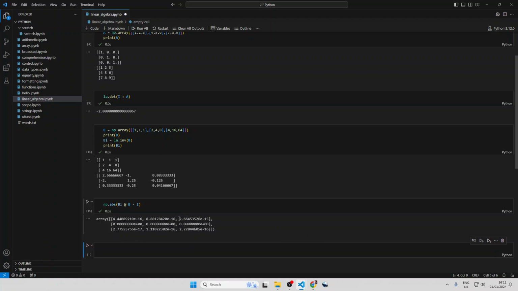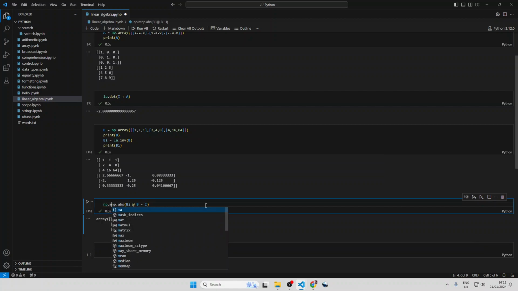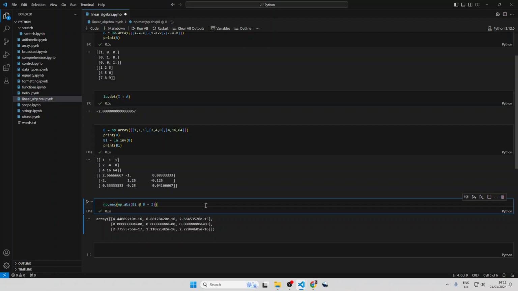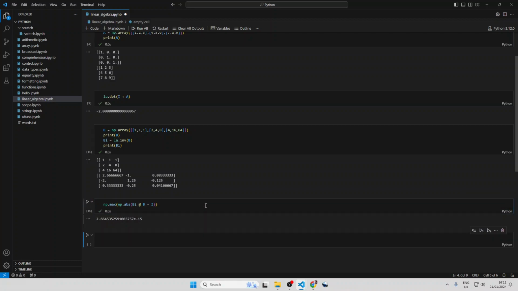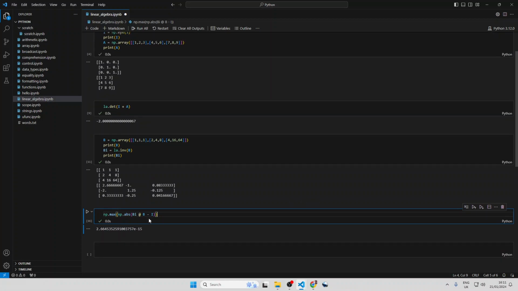We could check through all these entries individually to see how big they are, but let's just take the maximum of all of these. You do np.max again. This is another universal thing: it'll flatten out the matrix and take the maximum of all the entries. So we see that B inverse times B minus the identity ought to be 0. It's not precisely 0 here, but the maximum of the absolute values of all the entries is just like 2 times 10 to the minus 15. That's just the effect of some small round-off errors.